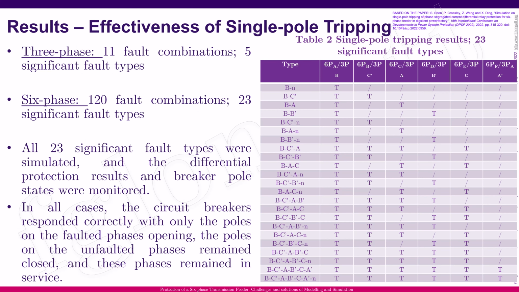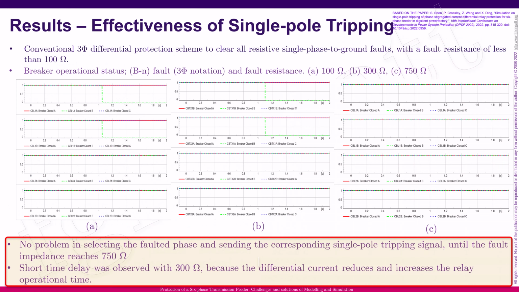Then we run a test, and in this case, we run the 23 significant faults. As you can see over here, you can see the whole list, and you can see how the relay behaves by tripping and isolating the fault. Finally, a final sensitivity analysis is basically considering different fault resistance: 100 ohms, 300 ohms, and 750 ohms. And from there, what was clear is that it was not a problem for selecting the fault phase independently until the impedance reached 750 ohms.